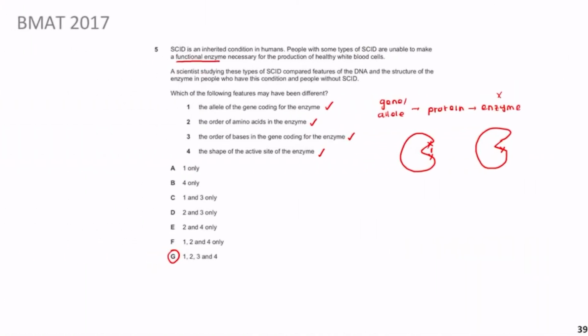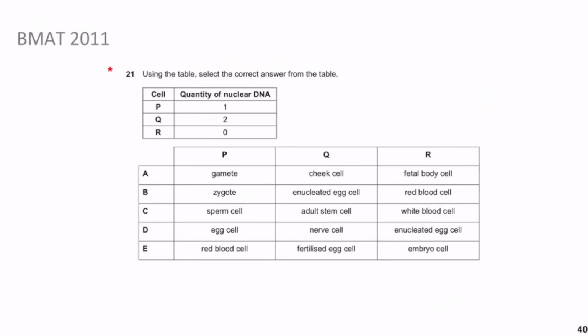Okay, guys, so the previous question, BMAT 2017, question 5, we were looking at this inherited condition and different factors which might have led to the enzyme in the inherited condition from being non-functional. And hopefully that has made sense, guys. And as always, if it didn't make sense, just comment down below and I can give you perhaps a more tailored solution to you. But now, guys, we're going to go on to the next one, which was BMAT 2011, question 21.